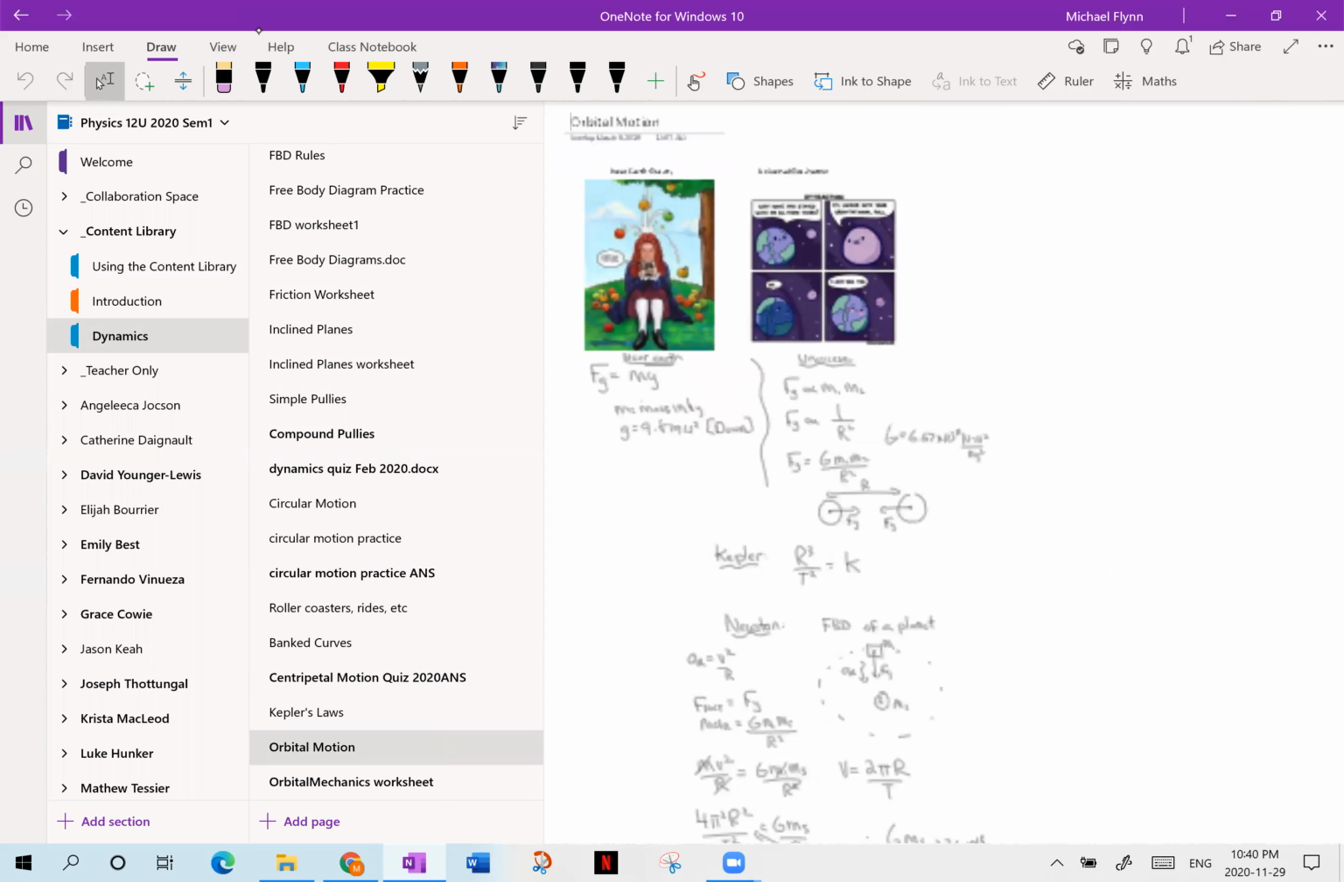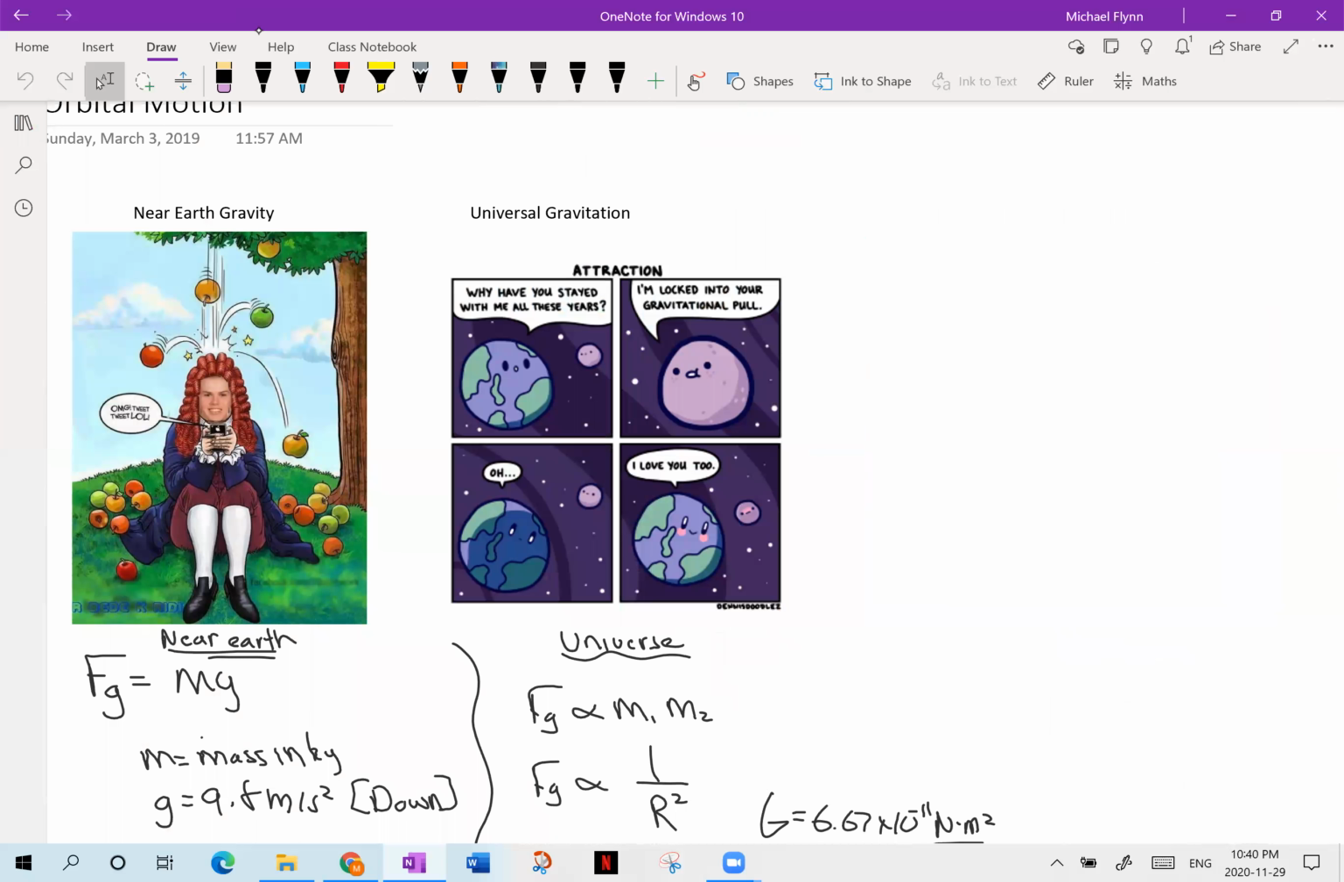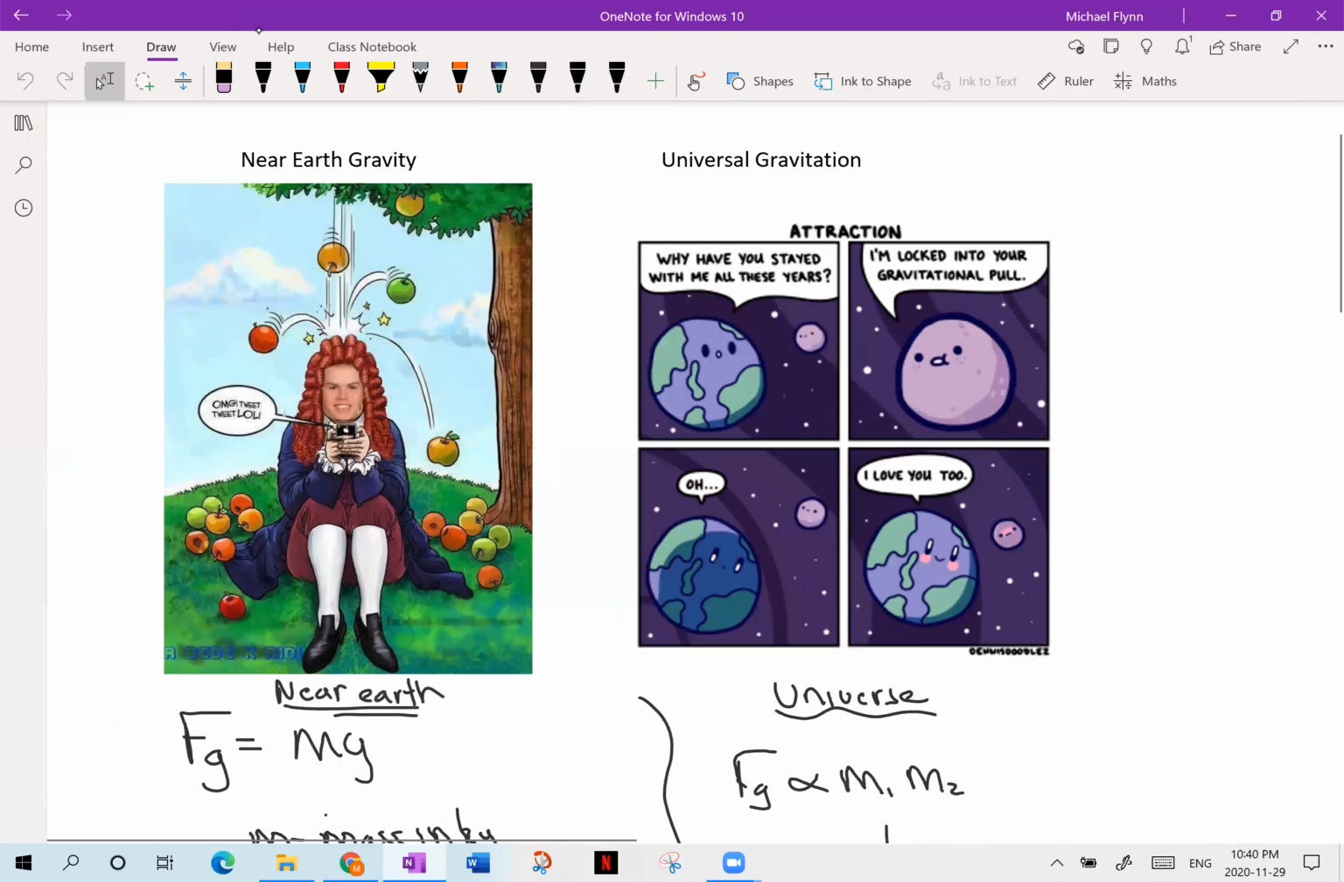I'm sorry, wow, we zoomed way out. Oh gosh, I forgot. When I first made the note, I put a student's face on Isaac Newton's body there.